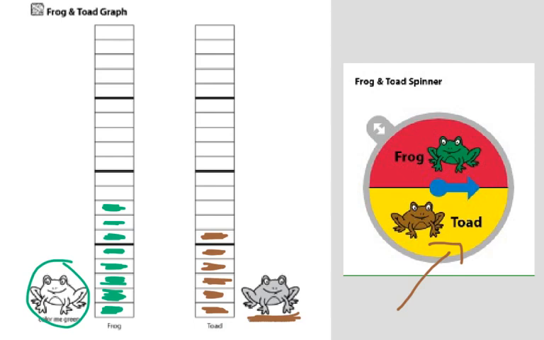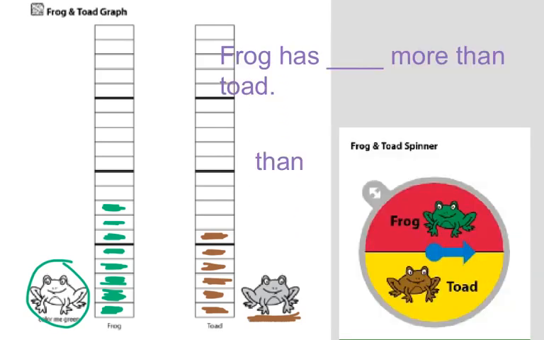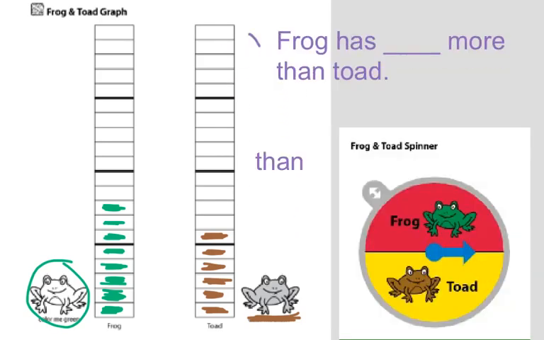Now let's look at our than question. Remember that than lets us compare two things. So I'm going to ask you again, how many more does frog have than toad? You're going to use the same sentence frame you've been using. Frog has more than toad. You will fill in the blank to tell me how many more frog has than toad.